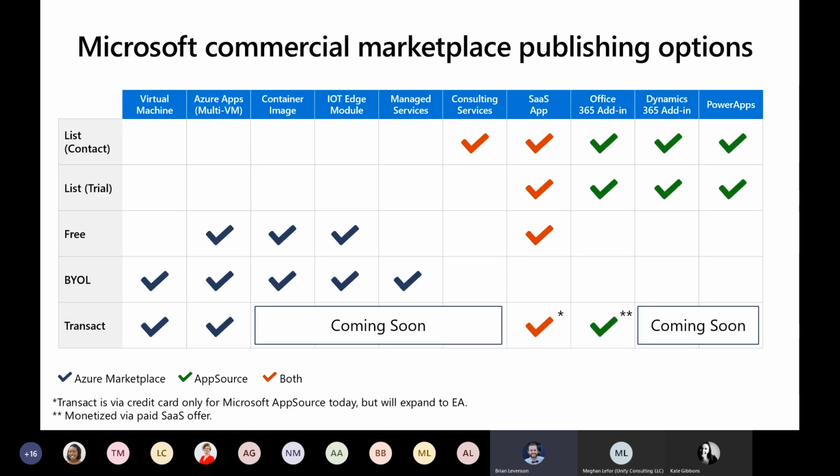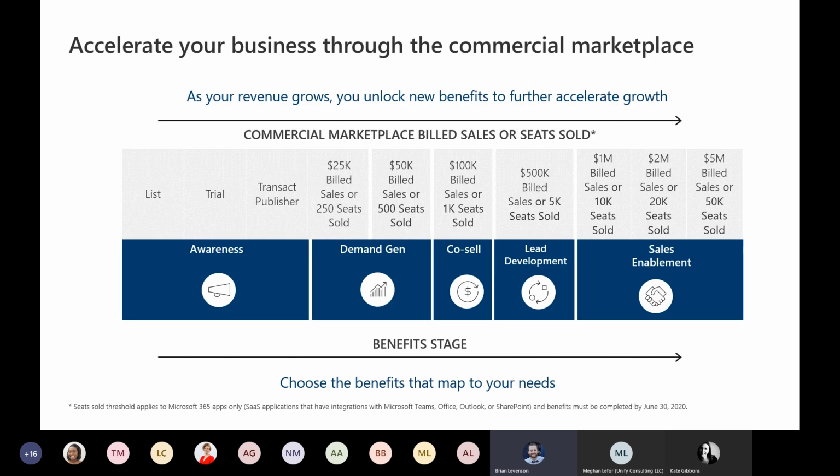I don't want to spend too much time on this one slide. We have different deployment methods, different product types that are supported in the commercial marketplace, and those that are transactable. Happy to follow up and go into more detail on those. The one last thing I do want to hit on here is that as you publish offerings and generate revenue and sales, you unlock benefits through the Marketplace Rewards program.